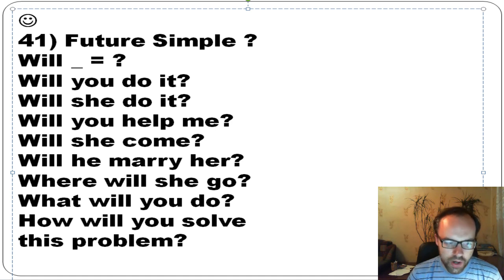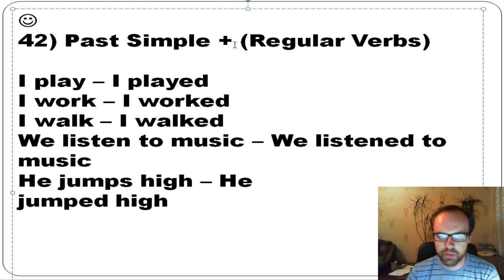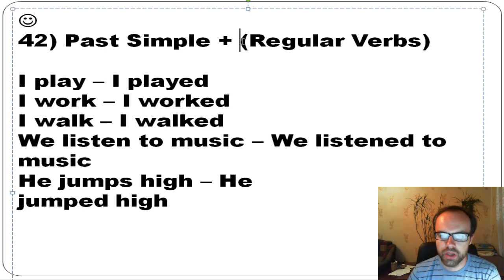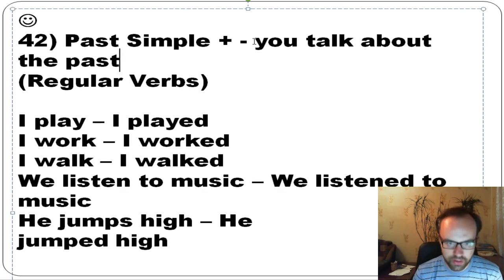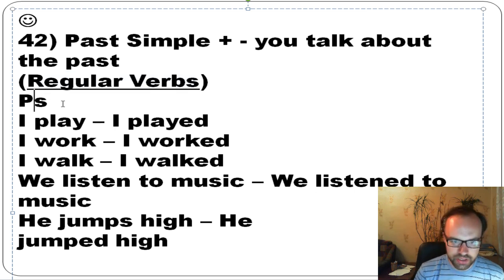Well, what can we say about past simple? So you use past simple when you talk about the past, okay? And you know that there are regular verbs in English and irregular. So let's talk about regular verbs in English and how to say a sentence with them in past simple, okay? So if you need past simple, no problem.